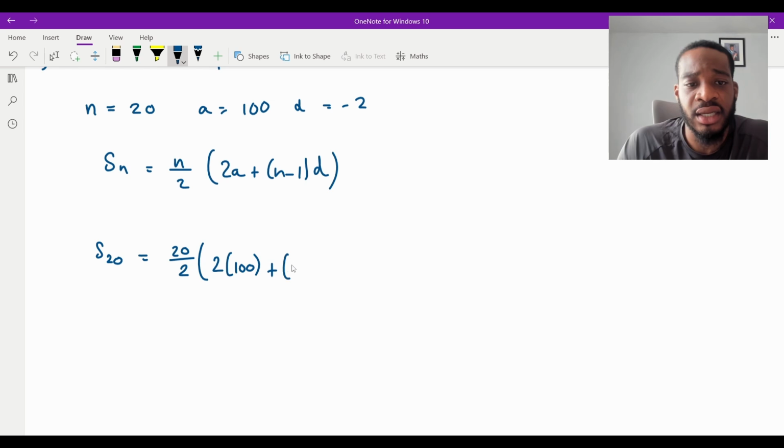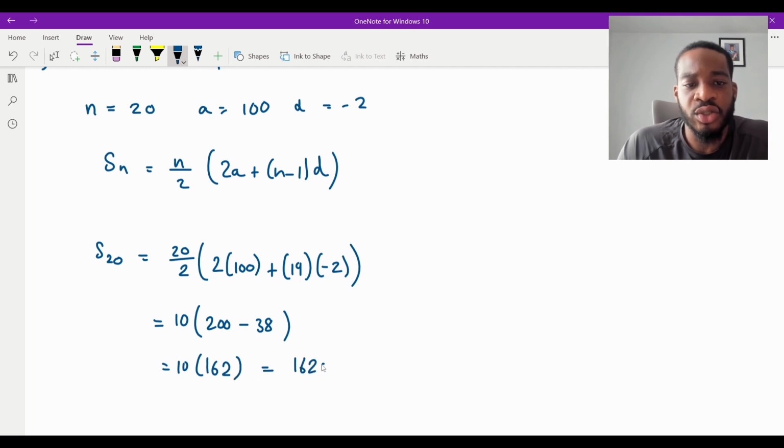20 minus 1 is 19, so like that. And then d is -2, isn't it? So I'll put that there. And then what's that? 20 over 2 is 10. This is 200. We're taking away 38, which is 10 times 162, isn't it? And that is just equal to 1,620.